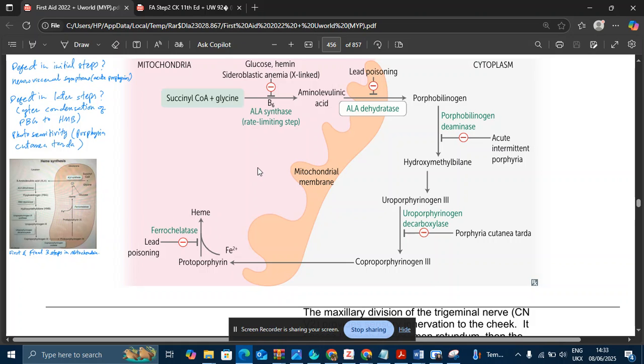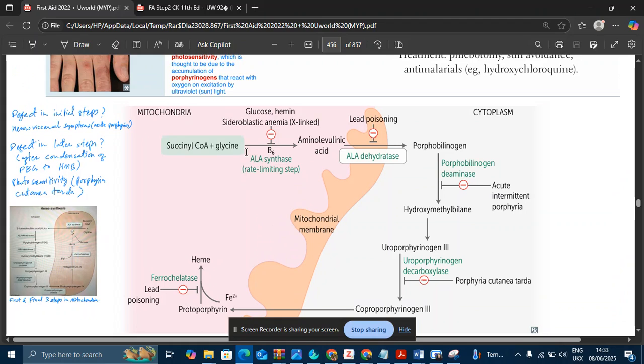So the important stuff here which you should know is that this rate limiting step enzyme, ALA synthase, is defective or inhibited in sideroblastic anemia. Okay, then the second enzyme, ALA dehydratase, is defective in lead poisoning. Not only this enzyme, but also ferrochelatase, the enzyme that is helping protoporphyrin to combine with iron to become heme. This enzyme is also defective in lead poisoning. So there are two enzymes, ALA dehydratase and ferrochelatase. These both enzymes are affected in lead poisoning.